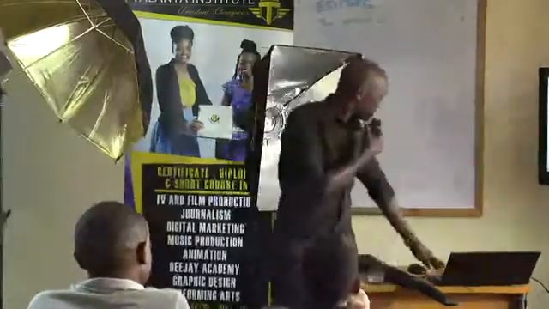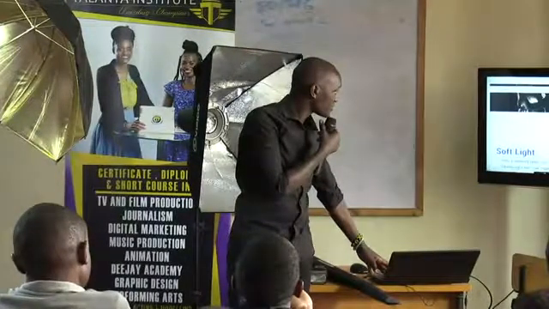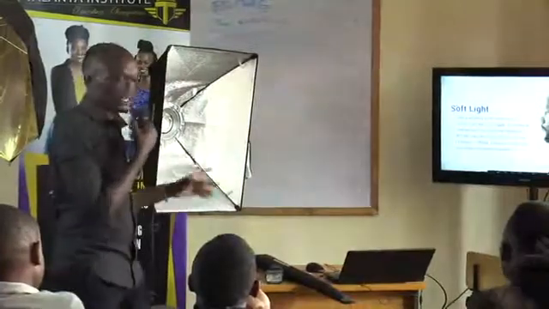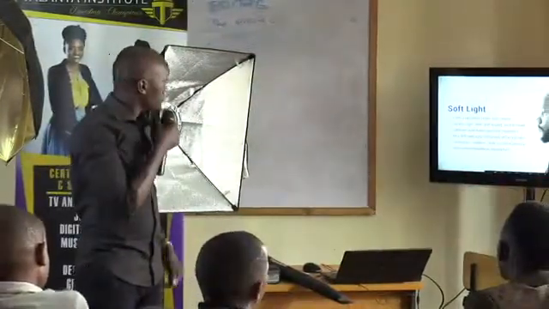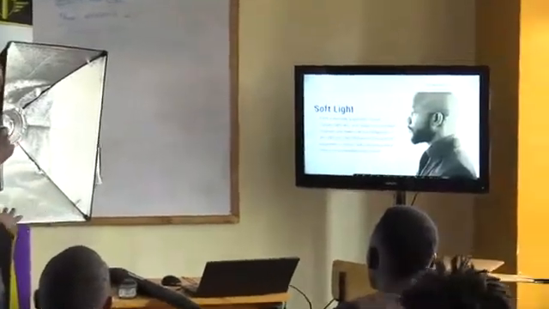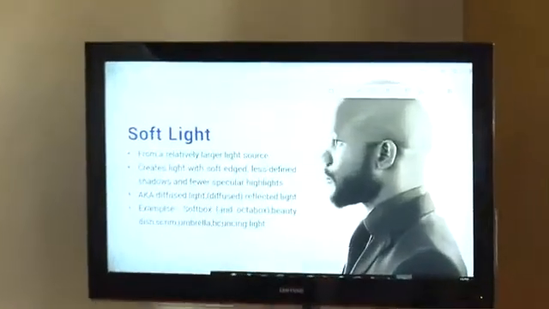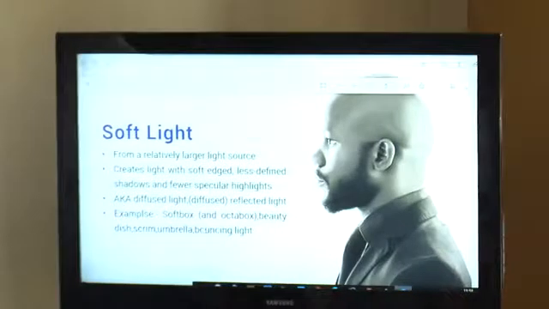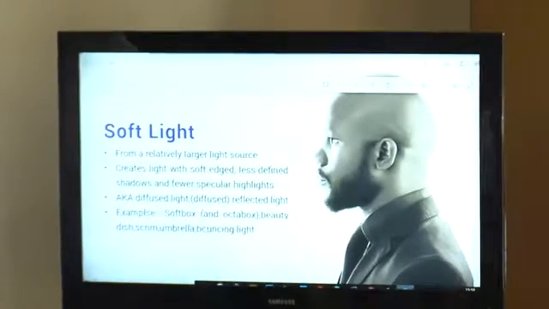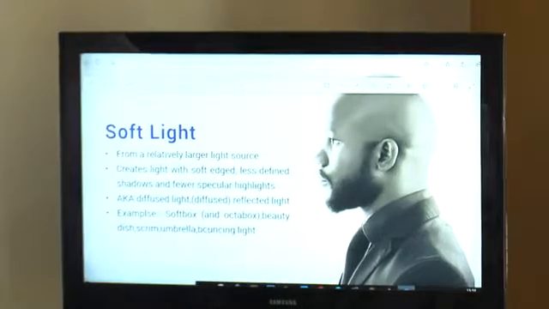Or when you're using the light without modifiers. Then for the soft light, from a relatively larger light source, all the same size, but very close to the subject, we'll end up having soft light. Or it can be very small, but your lighting is very close to the subject, and we'll end up having soft light.